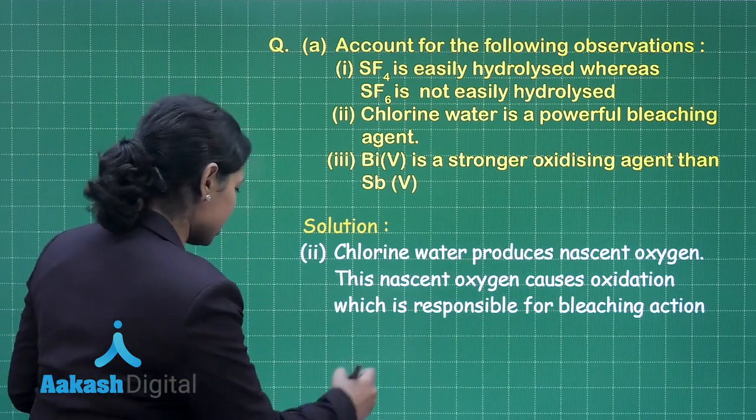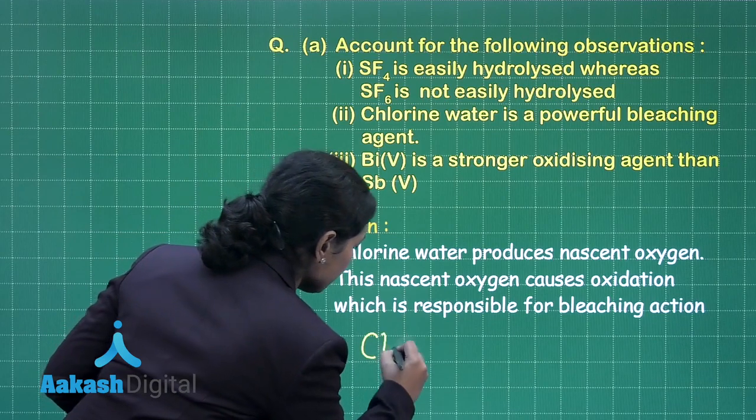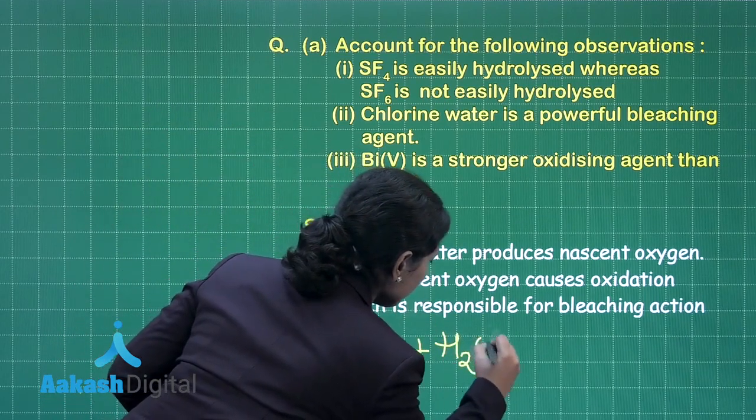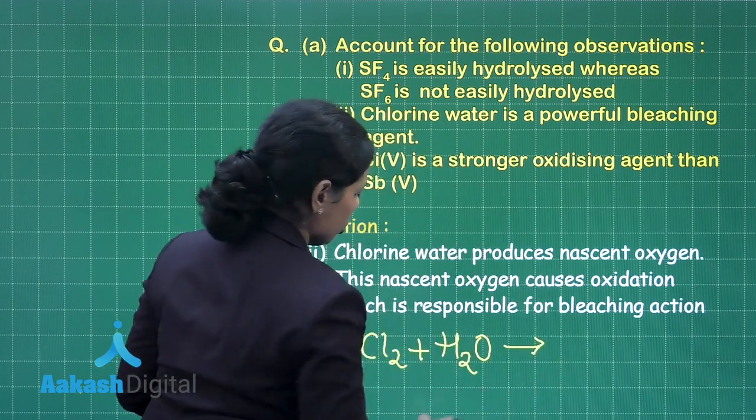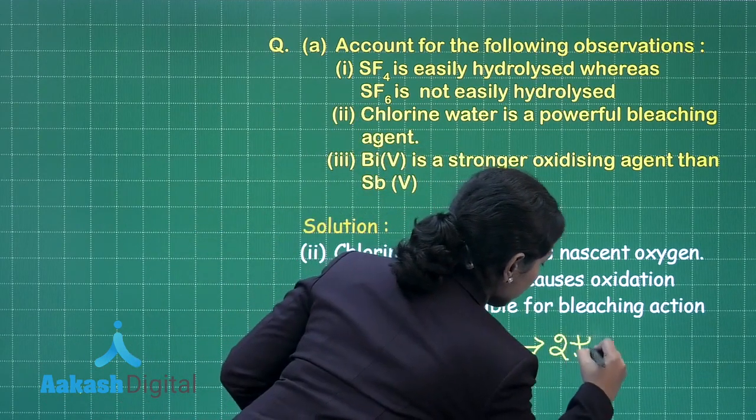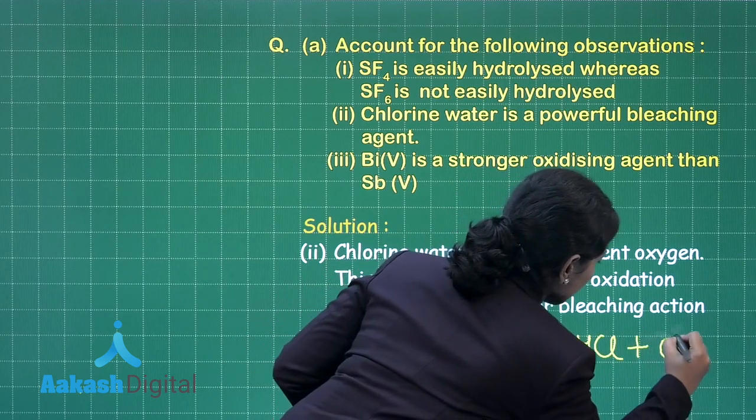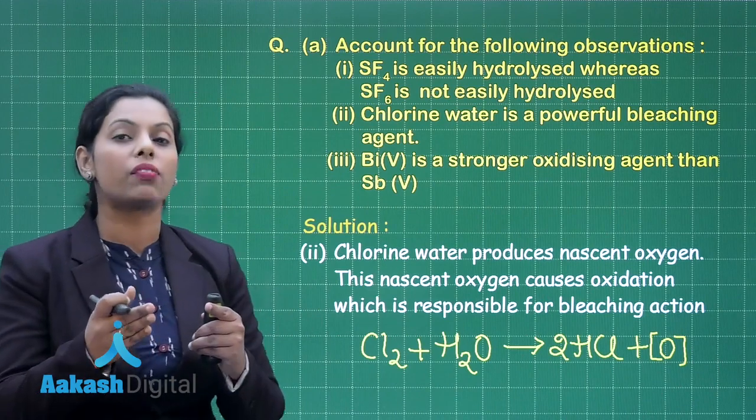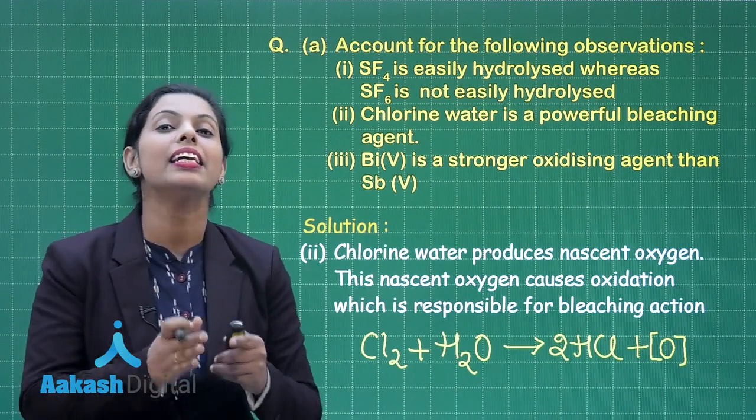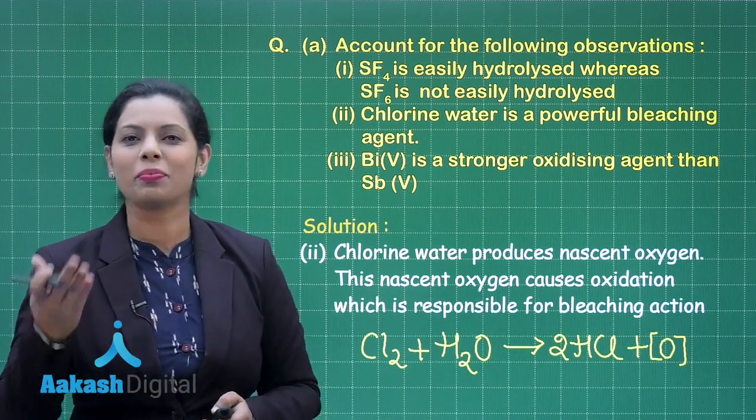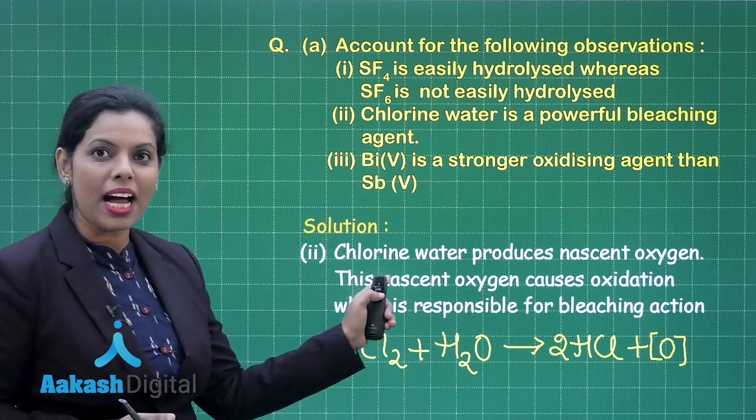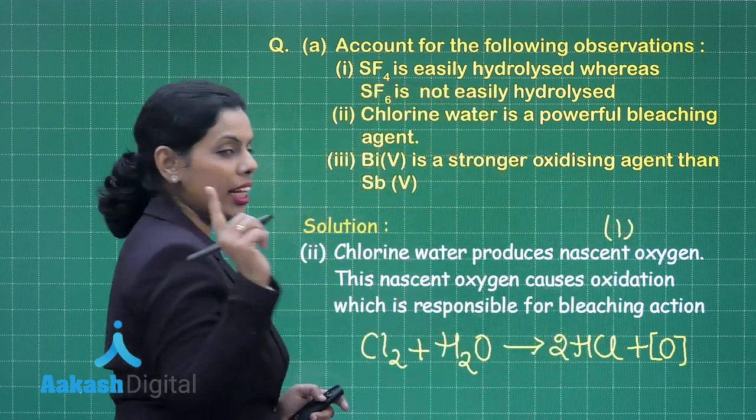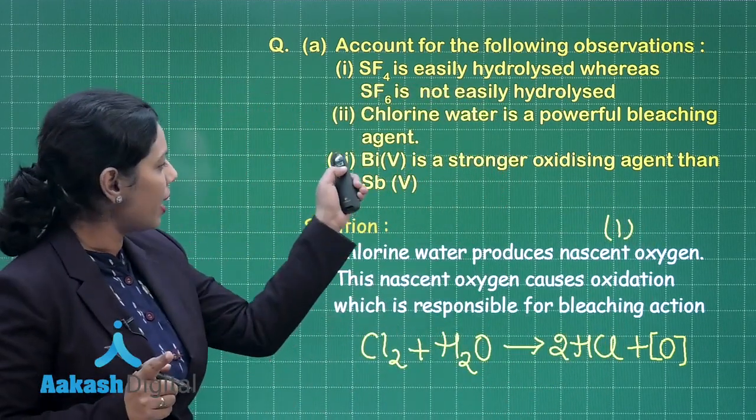Simply, you can represent this with the help of a reaction: you have chlorine, it is chlorine water, which means H2O is present here, and there is the formation of nascent oxygen. This nascent oxygen, when it comes in contact with the colored substance, results in decolorization of that. It means bleaching action. If you write this part, you will obtain 1 mark. Until now you have obtained 2 marks. Now we are left with the next part.